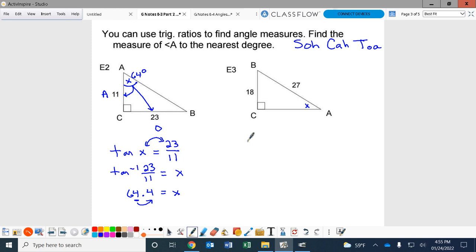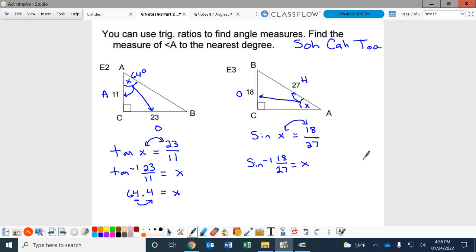Okay guys, here we go on the next one. Since this is my unknown angle, I'm looking at opposite right here and hypotenuse. If I'm looking at opposite and hypotenuse, I'm going to be looking at sine of x is equal to 18 over 27. That's going to be sine -1. Remember, every time you have an x there, you switch them. You change it to -1. Make a sine -1 of 18 over 27 equals x.